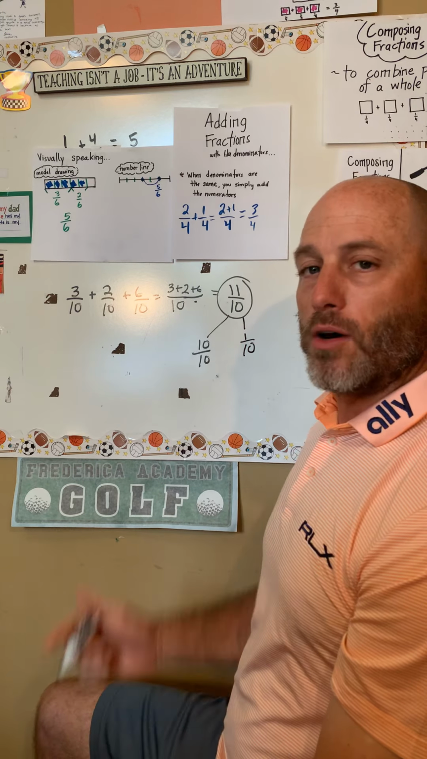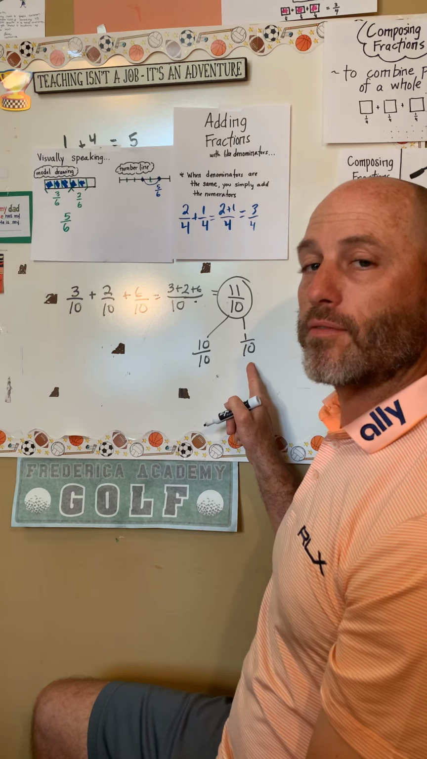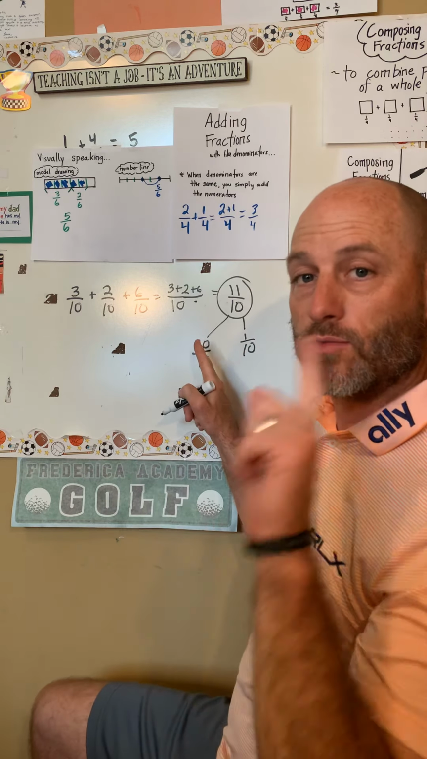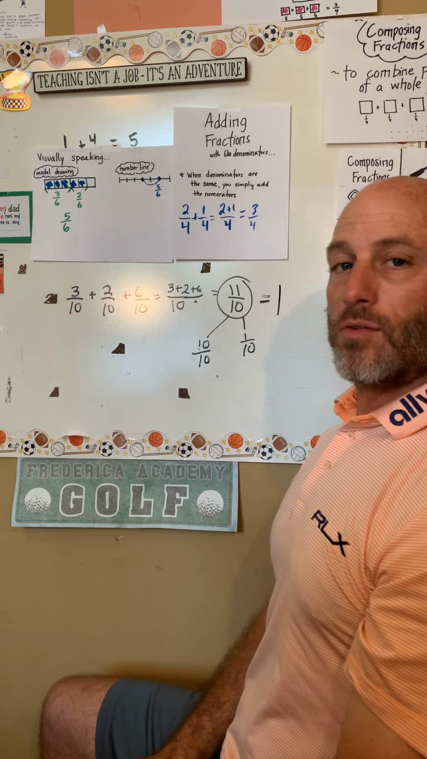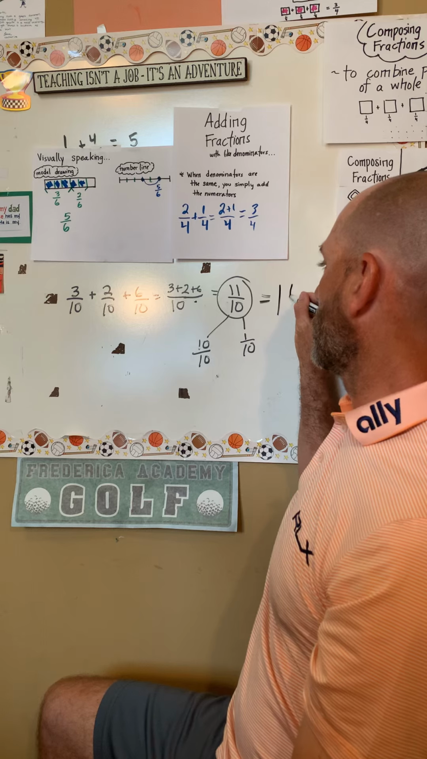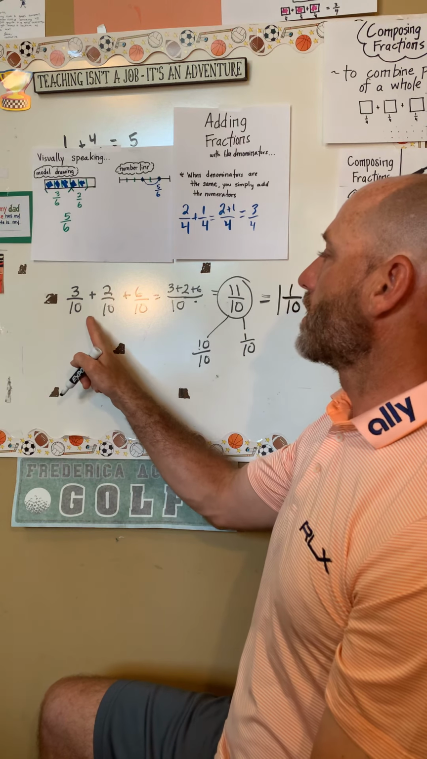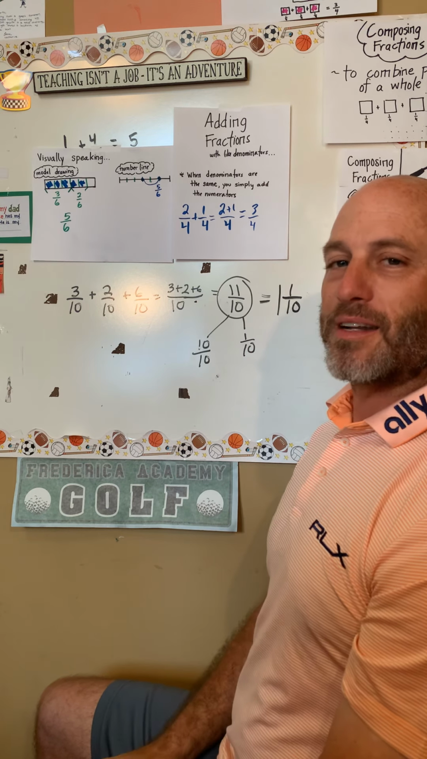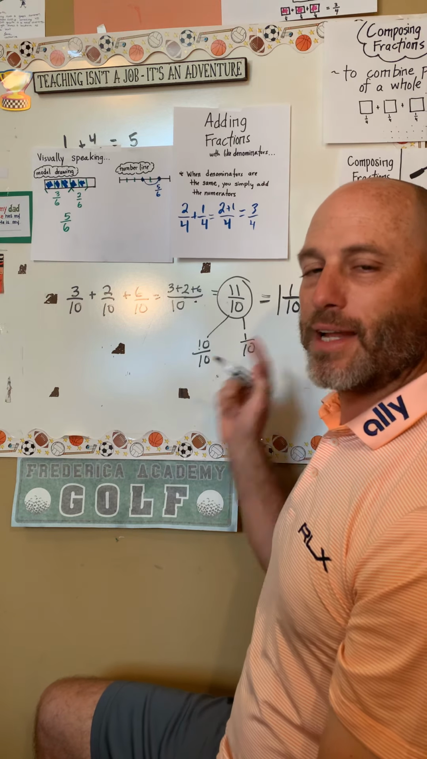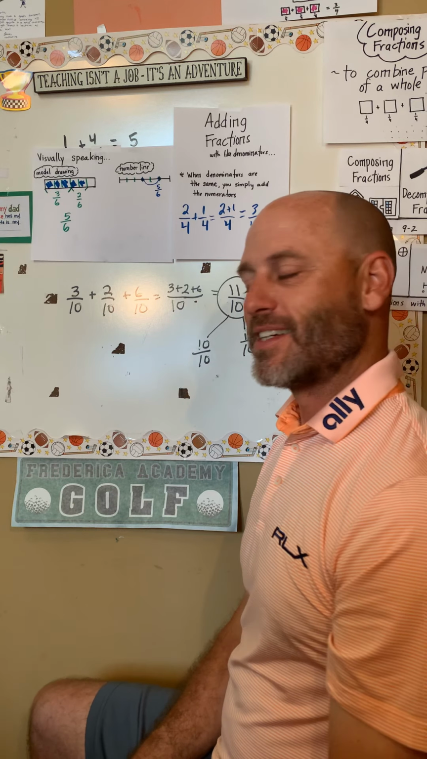So if I decompose 11/10, I can get a 10/10 and a 1/10. Well, 10/10 is equal to 1. That's my 1 whole. My 1/10 is left over. And my answer to 3/10 plus 2/10 plus 6/10 is going to be equal to 1 and 1/10. Pretty cool.